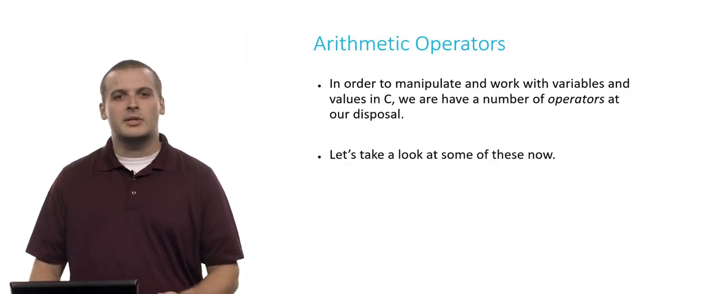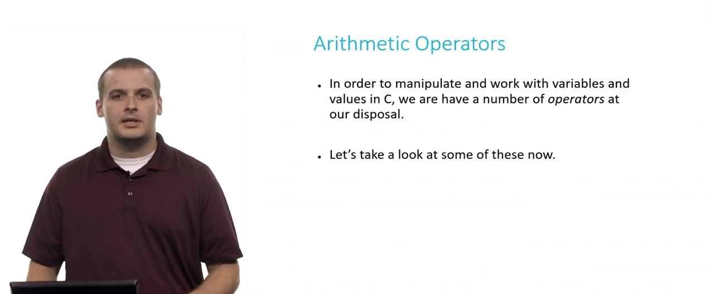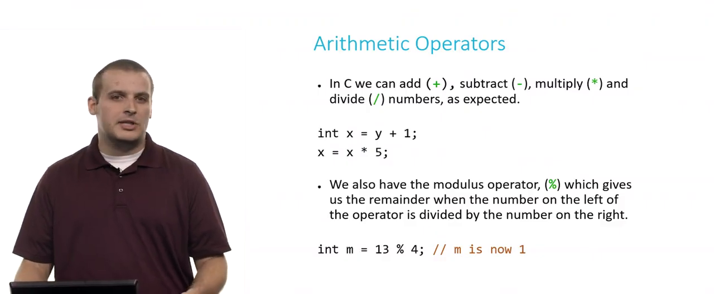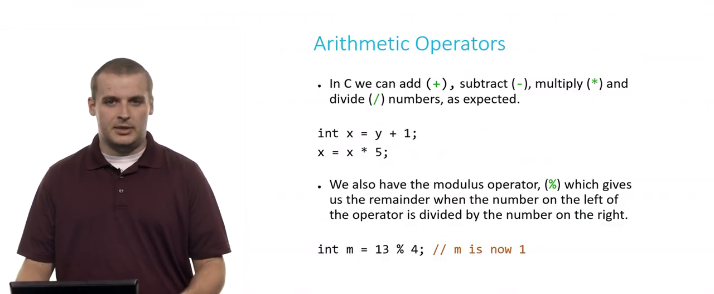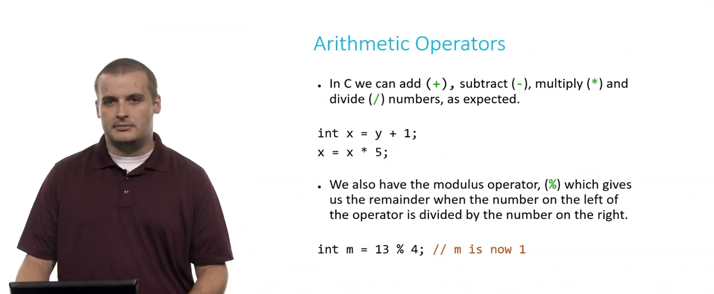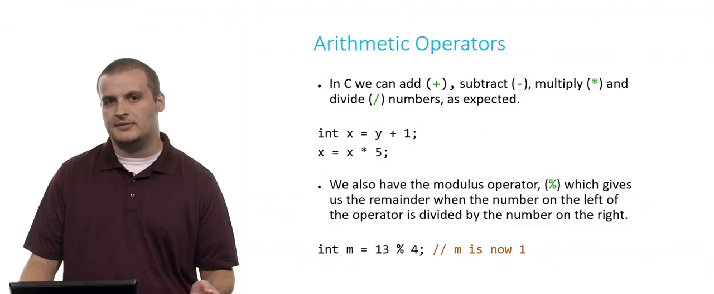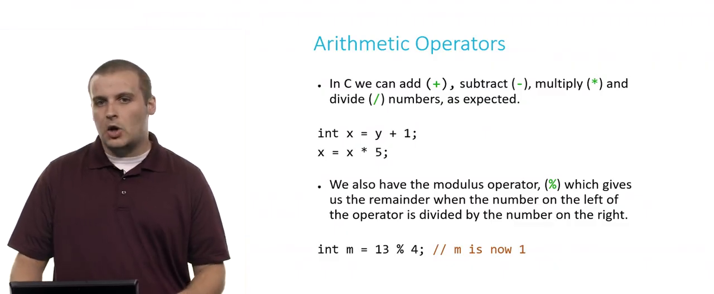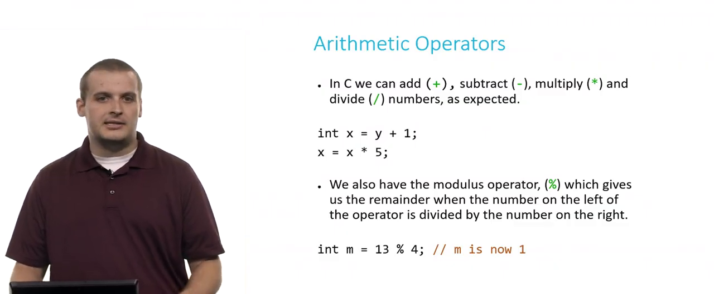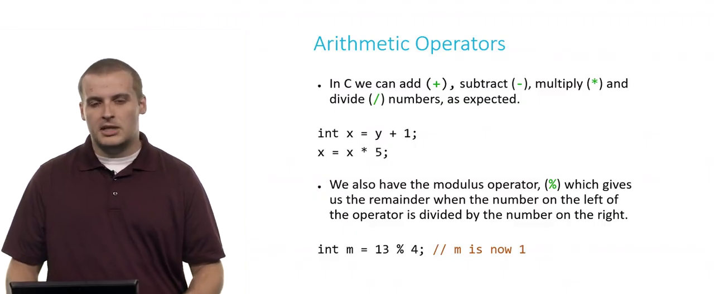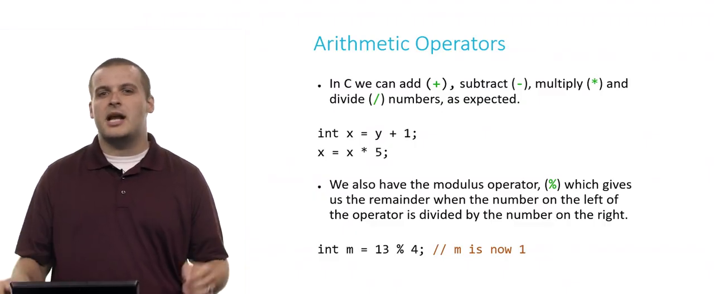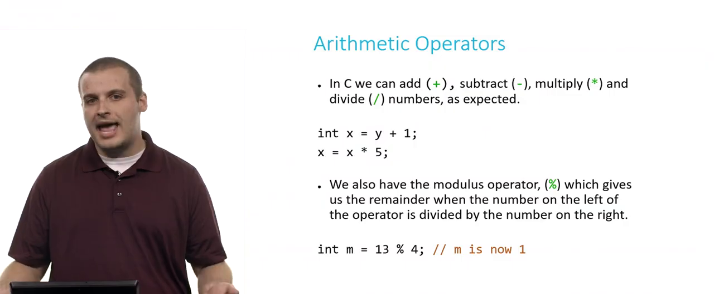Let's take a look at some of the common ones, starting with arithmetic operators. As you might expect, we can do pretty basic math operations in C. We can add, subtract, multiply, and divide numbers using plus, minus, star, and slash, respectively. Here's a couple of lines of code in which we do that. So we have int x equals y plus 1. Let's assume that somewhere up above this line of code we had said int y equals 10.